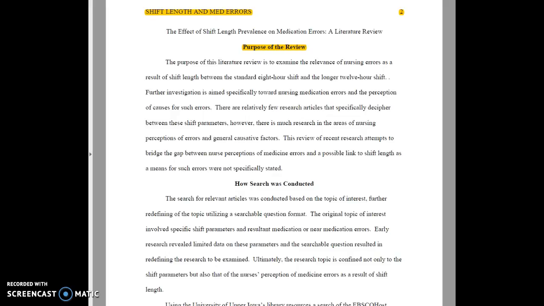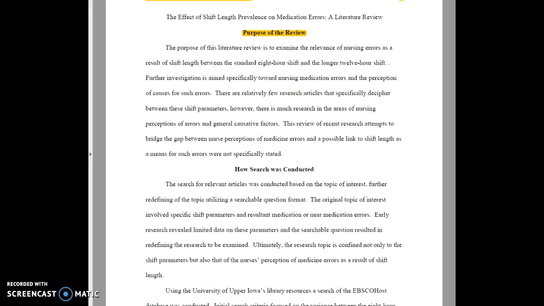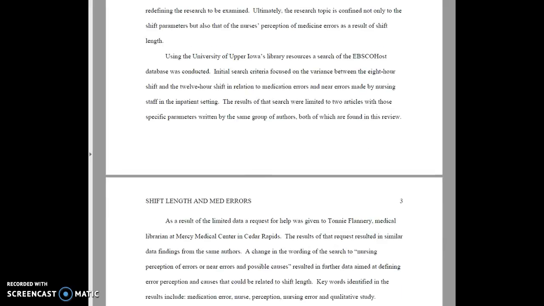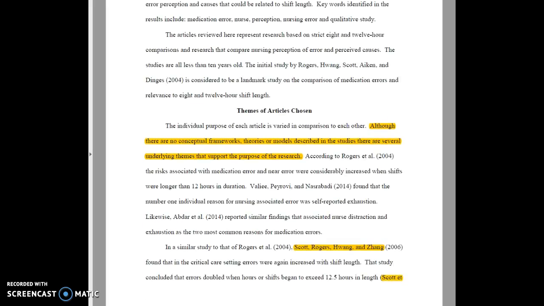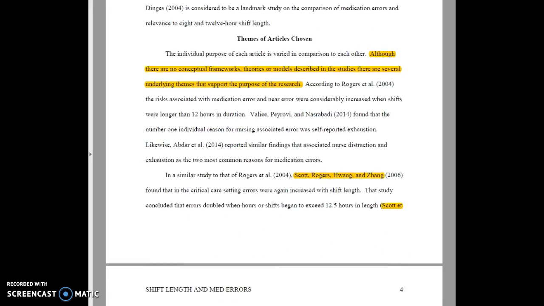As we're going through here, with the purpose of the review, you're basically telling the reader why you're doing this review, but also it's an introduction to what you're trying to tell the reader. What are you trying to discuss? Okay, so that's the purpose. Then you'll notice how it kind of goes through, and they talked about how they got the research information. And again, like I said, it really just goes down through the outline.